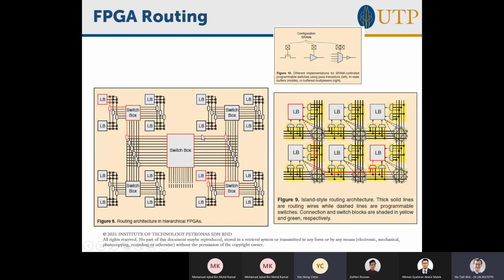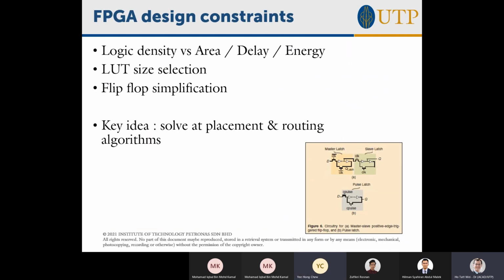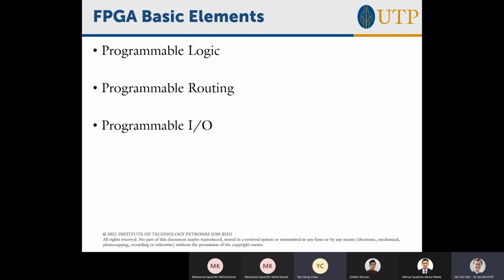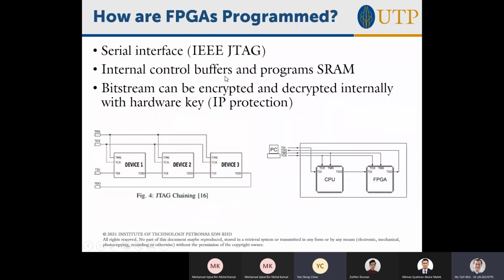But you, as the designer, you don't really see all of that. All you do is you specify your pin assignment first. You click synthesis, placement, routing. The software does everything for you. And then there's a button that says program. Program is just this part here where that setting of the SRAM bits will be pushed into the FPGA.